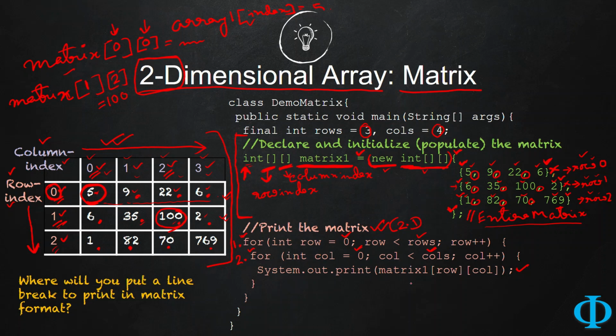In order to print all the data items, you have to use both the iteration indexes, that is matrix followed by, inside an opening and closing box bracket, the row index which is iterating from 0 to 2, and for each row you have to specify the column index which is again iterating from 0 to the total number of columns. And this is how you can print a matrix.